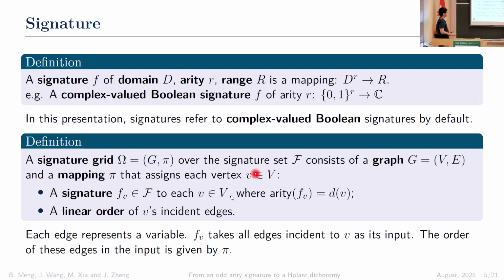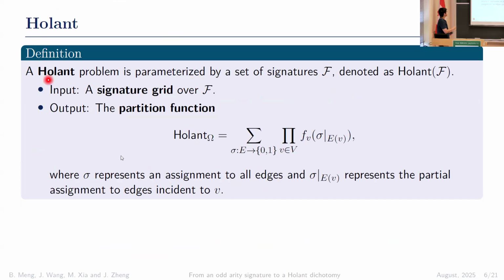And the Holant is defined as follows. So the input is just a signature grid, and the output is what I said, the partition function, and it has such a formula.